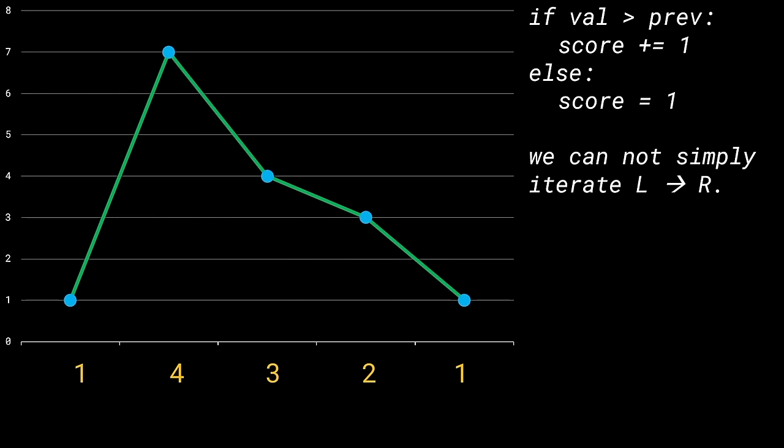Because if we just iterate from the right to the left, we will just have inverted the problem. Which means that iterating in either of these directions is not going to be helpful for us. We need a way out of the situation. We need a better way to assign candies to kids.